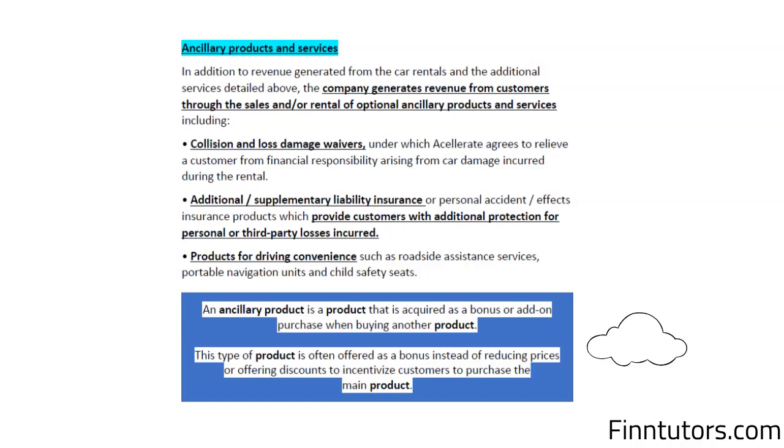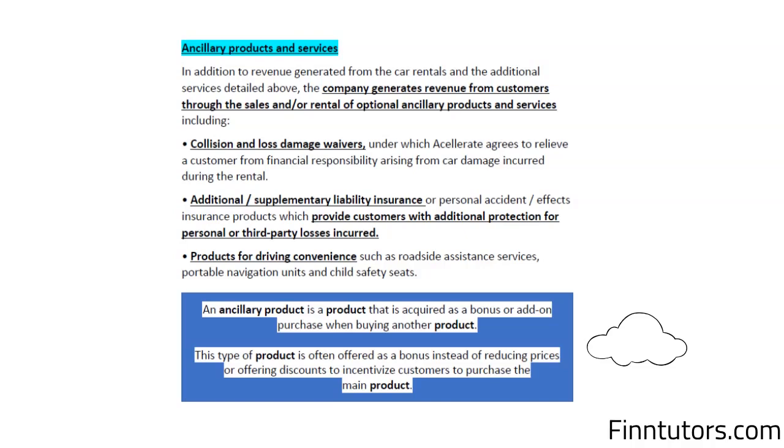So an ancillary product is a product that is acquired as a bonus or add-on purchase when buying another product. When you're taking the car on rent, you take this as an add-on, as an extra. This type of product is often offered as a bonus instead of reducing prices or offering discounts. So, what you can sometimes do is rather than charging extra for it, you include it in the price of the car, but don't reduce the price of the rental. So, indirectly, you are charging for it, but the customer feels that he is getting something extra. So, keep this in mind. These are ancillary services which you offer.